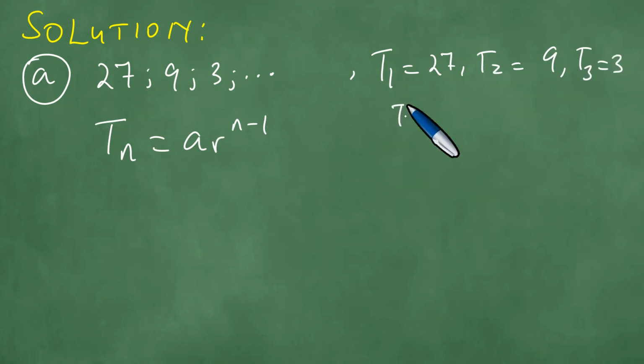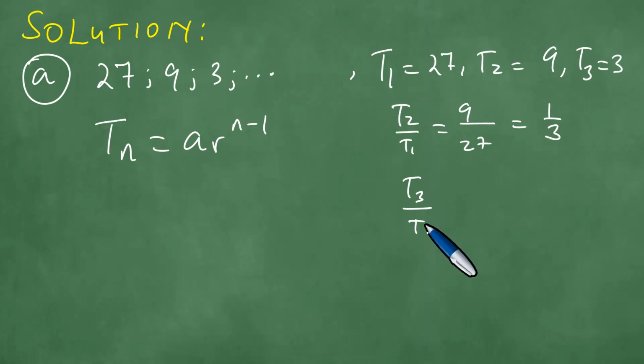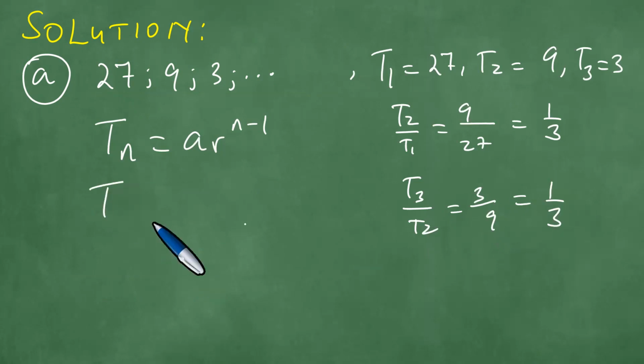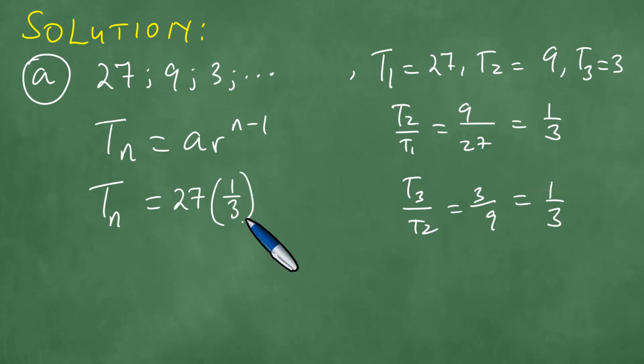And now we find T2 over T1. What is T2? It is actually 9. T1 is 27, which is 1 out of 3. So you have T3 out of T2. T3 is 3 out of 9, which is 1 out of 3. So, which means that we are interested in finding the nth term. What is the first one? A is the first term. The first one is 27. The constant ratio is 1 out of 3 and is raised to the power n minus 1, like so.